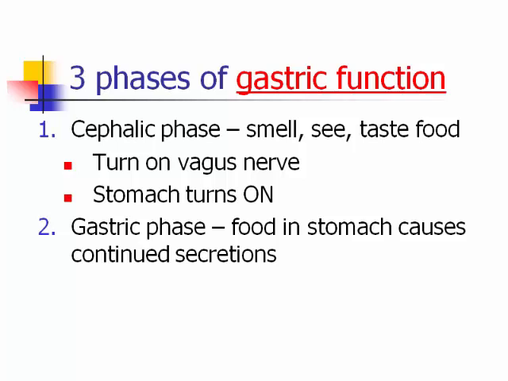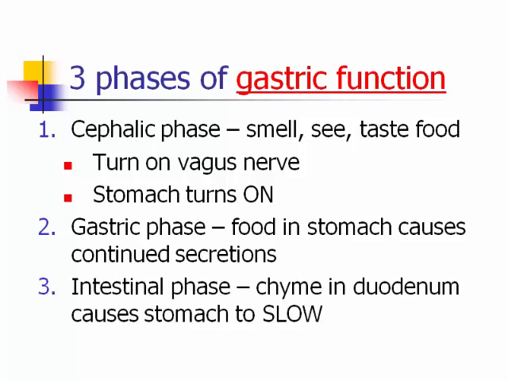So then the food does come during the gastric phase, but by the time it reaches the intestines, say 10 minutes later, 15 minutes later, we have to slow down. So the chyme in the duodenum causes the stomach to slow, and all those hormones we just talked about will be turned on or off depending on what we need.